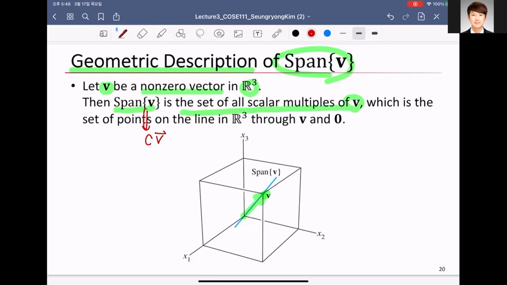For example, when C is equal to 0, we get the zero vector here. When C is equal to 1, just V. When C is equal to 2, it should be here, 2V. All possible scalar multiples of the vector V make just a line in 3D space. Let me give you another example.